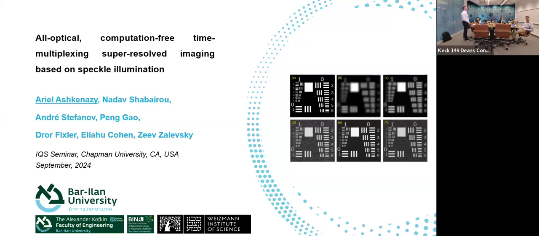Okay, so this is a completely different topic, although it is a coherent part of my PhD thesis. These topics are somehow related, but for the context that I will be presenting here, they are completely unrelated. And what we are doing here is showing how we can have a computation-free super resolution method utilizing speckle illumination.